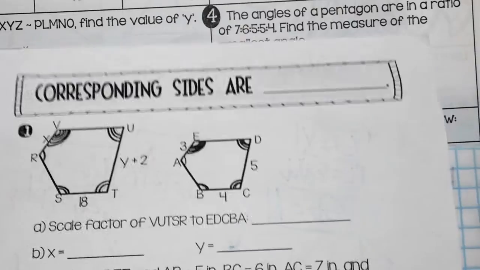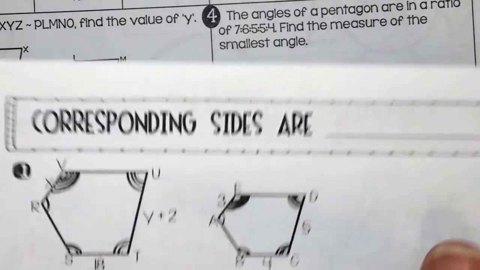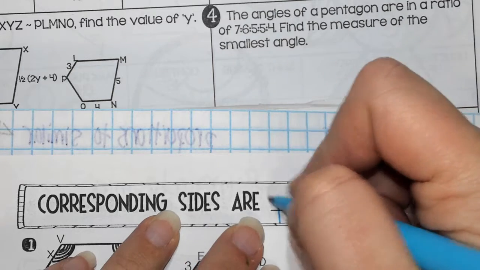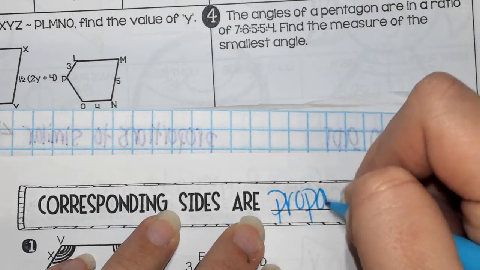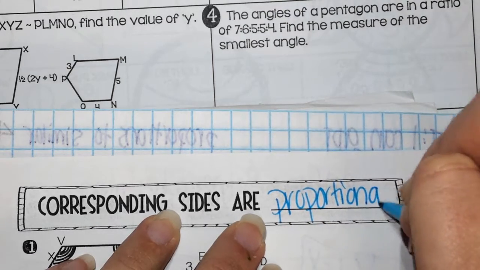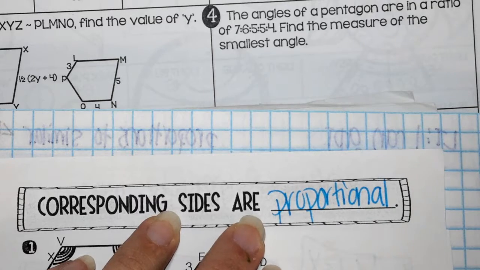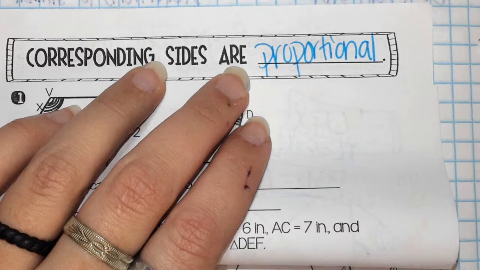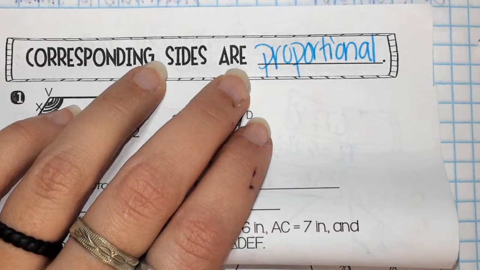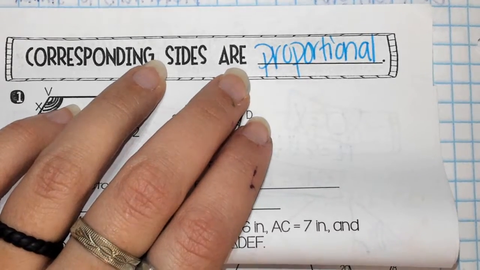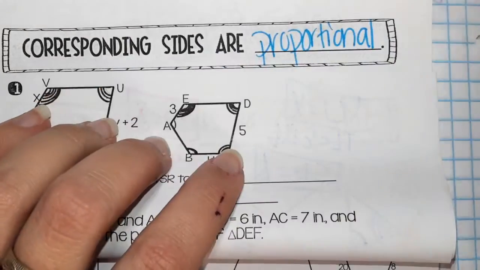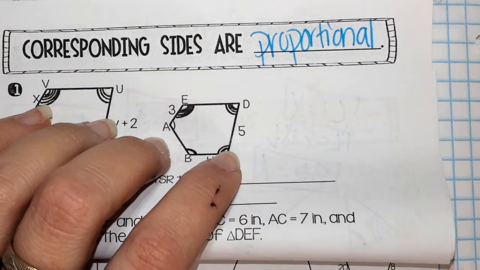All right, corresponding sides are what? Corresponding sides are congruent. No. Proportional. Right, corresponding sides are proportional. That means when you're finding sides, you must make a proportion. When you are finding sides, make a proportion. So write that down in some kind of letter or color that's going to stand out.